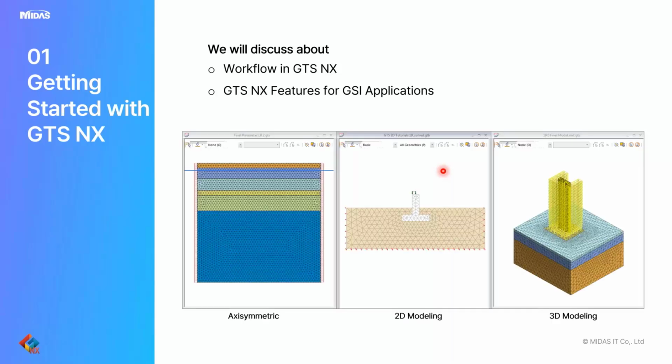At first, this software has three classifications in terms of geotechnical modeling. We have axisymmetric modeling, 2D and 3D modeling. All these three modelings can be done under one roof, which is GTS NX. This will be helpful if you are dealing with 2D projects or 3D projects, even axisymmetric. With one license, you will be able to access all the three platforms under one roof.